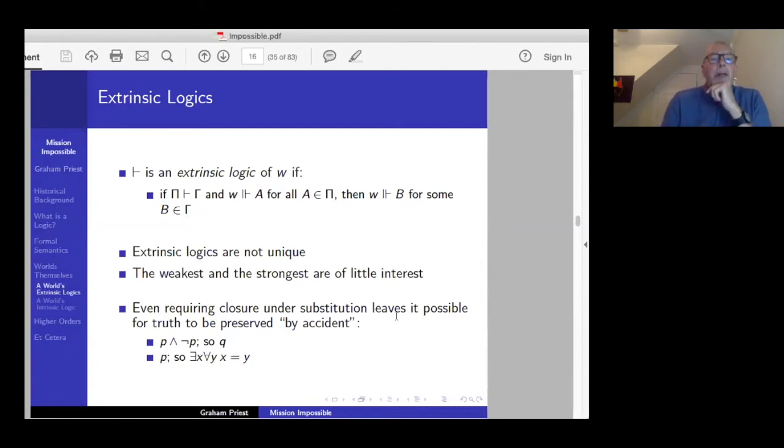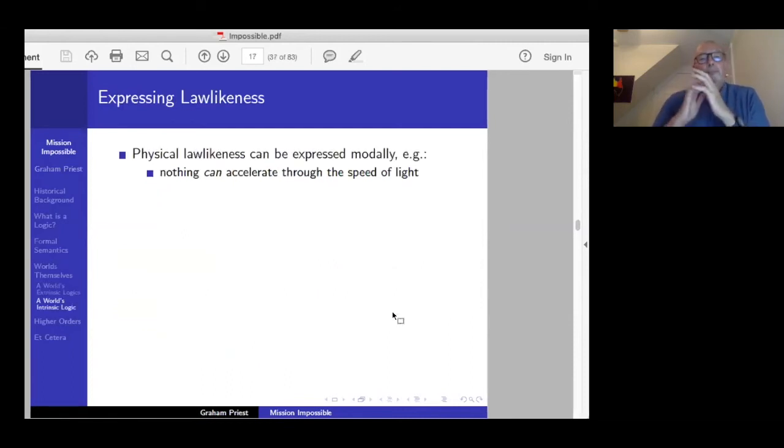Okay. This is what we're going to do. Physical lawlikeness can be expressed modally. What makes something a law of special relativity is not just that nothing does accelerate through the speed of light, but nothing can accelerate through the speed of light. So you've got a modal term there. All right. So you can express physical lawlikeness with modal operators.